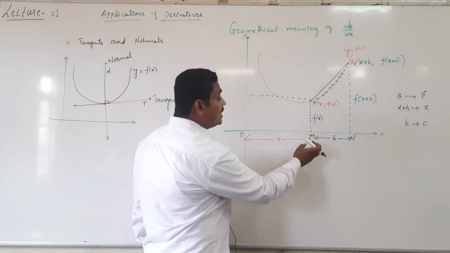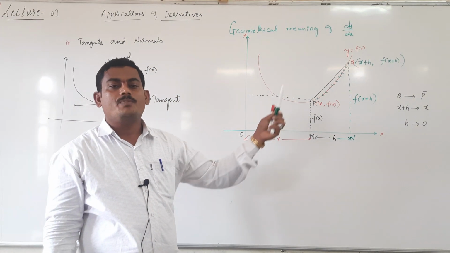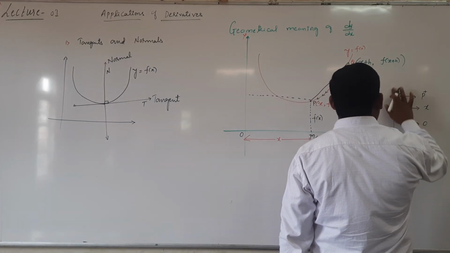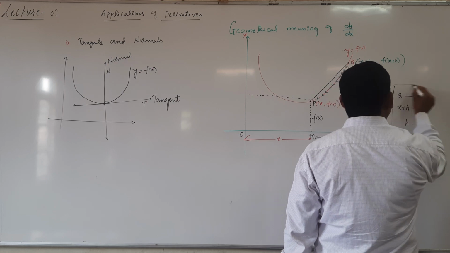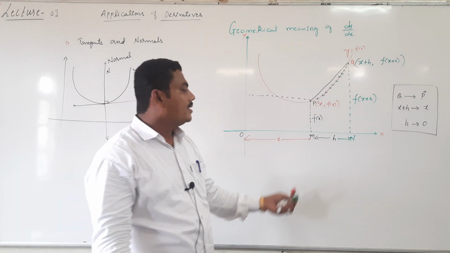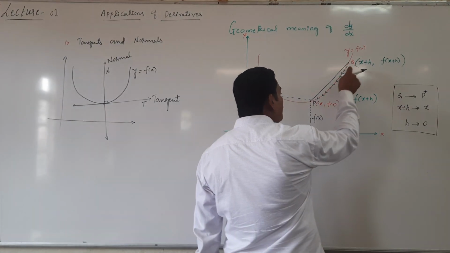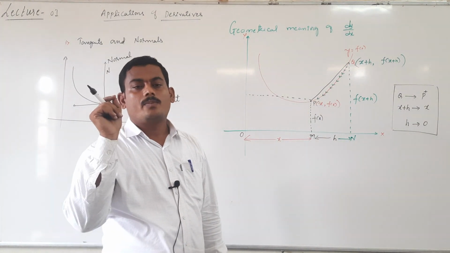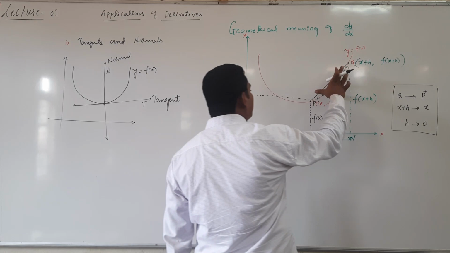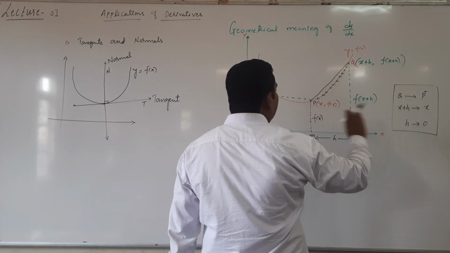Whenever h, the distance between M and N, is very close to 0, then the secant line PQ is nothing but the tangent line, right? Once Q approaches P, h is very close to 0. Whenever h is very small, point Q is very close to P. Once Q approaches P, that secant line PQ is nothing but the tangent line. The secant line becomes the tangent line.